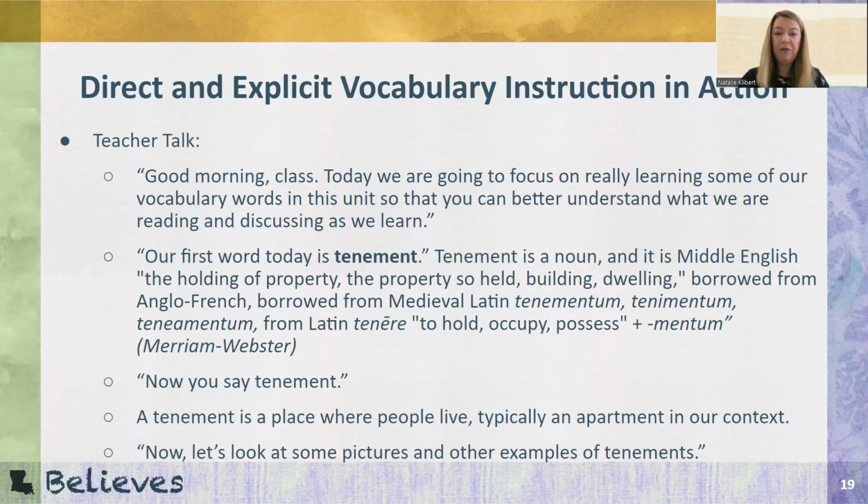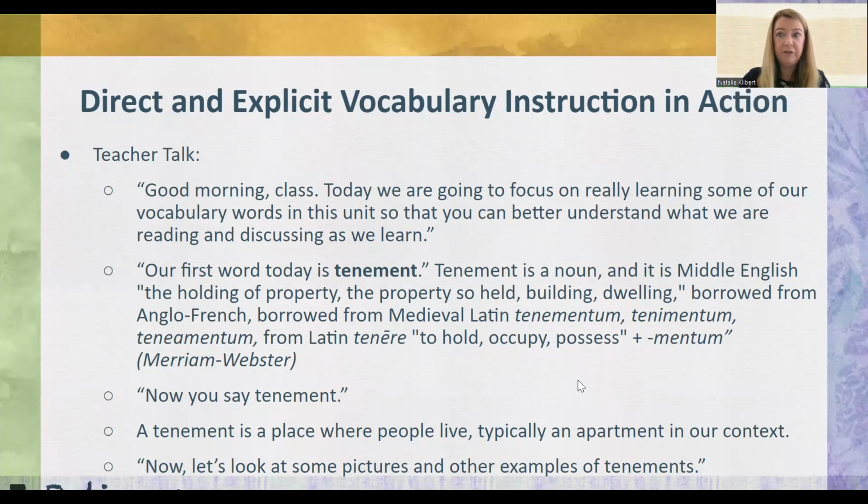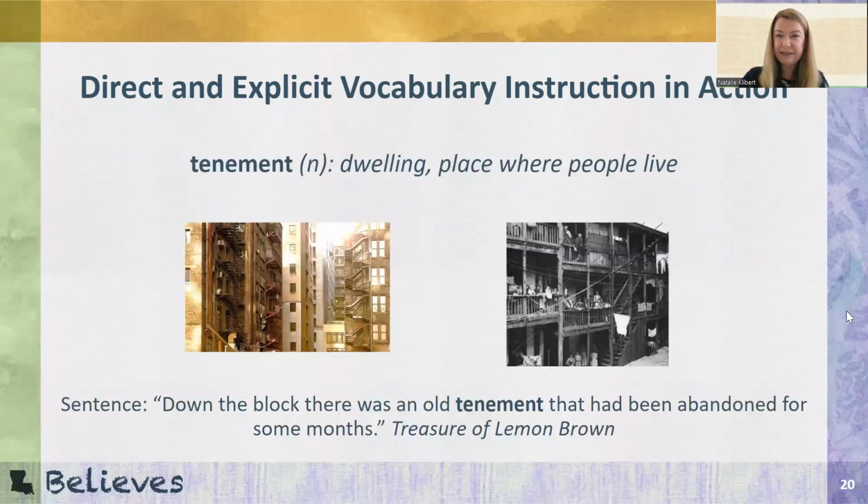Okay, so I told them the definition, I told them where it came from, what part of speech it is. Now you say tenement, and my class would say tenement back to me. So in my own words now, a tenement is a place where people live, typically an apartment in our context that we're going to read about, okay? Now let's look at some pictures and other examples of tenements. Okay, then I would have this slide up.